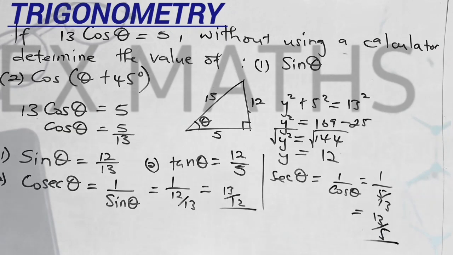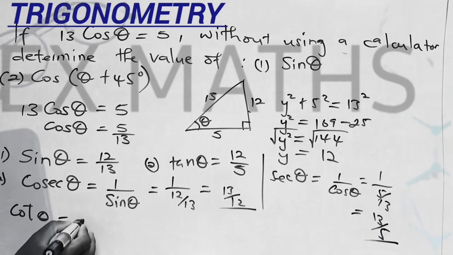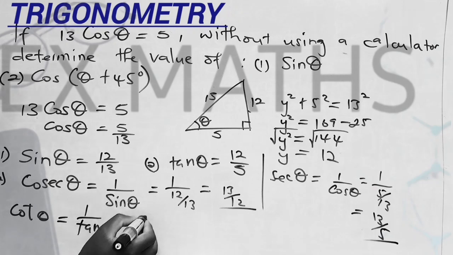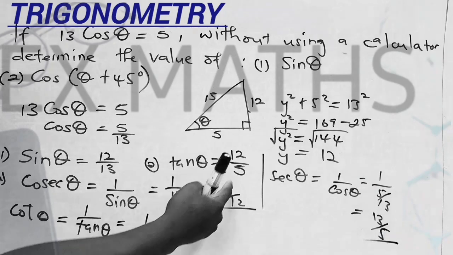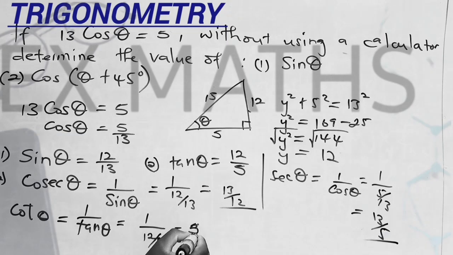Then they can ask cot as well. Cot theta is equal to 1 over tan theta. So this is equal to 1 over tan theta, which is 12 over 5. And this will be 5 over 12.